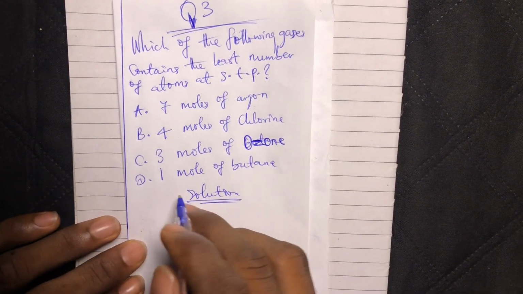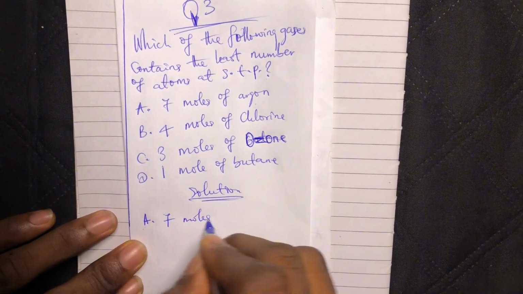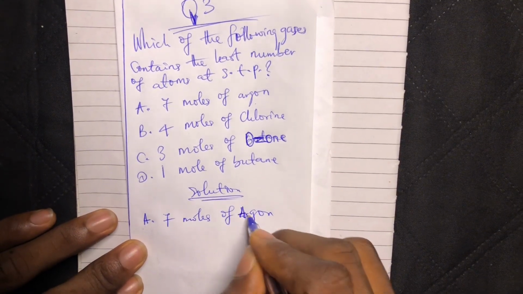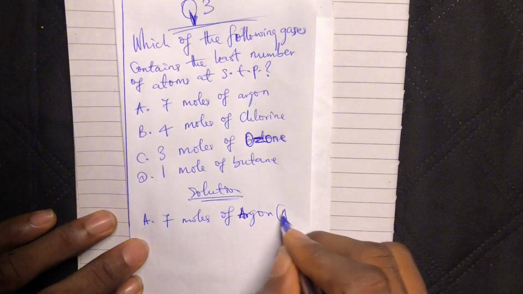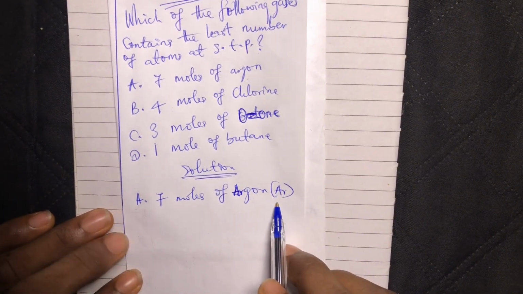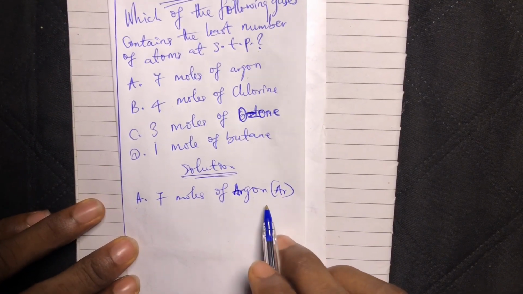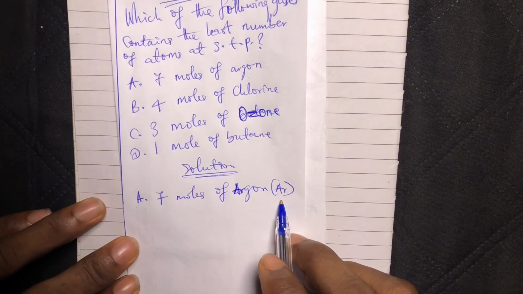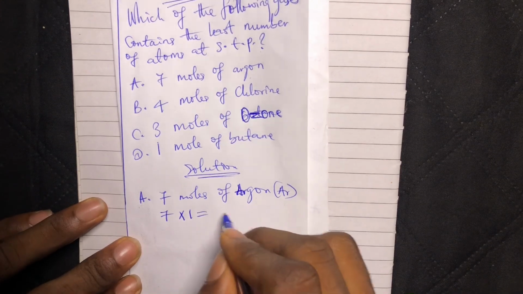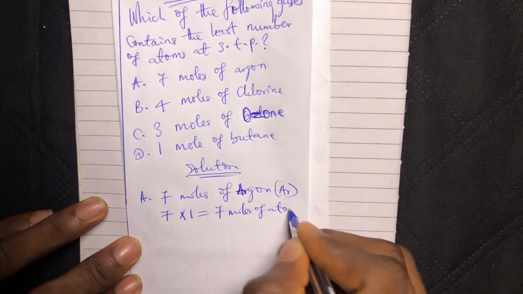Now the first option is option A, which is 7 moles of argon. You can make this capital letter, 7 moles of argon. The first thing you need to note here is that argon is a monoatomic substance or element, and what mono means is one. So if argon is monoatomic, which is 1, then 7 moles times 1 is going to be 7 moles of atoms.